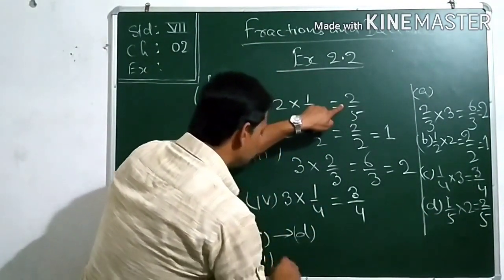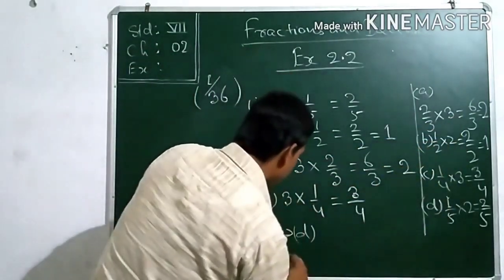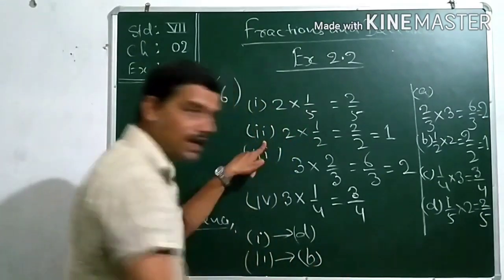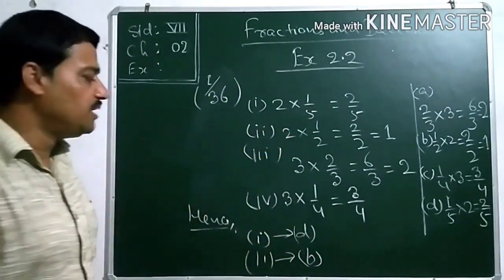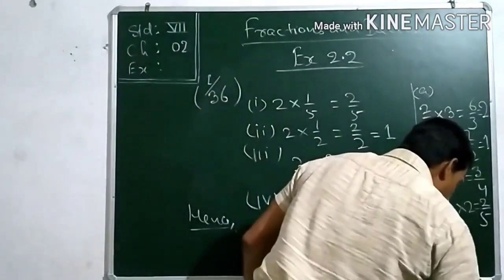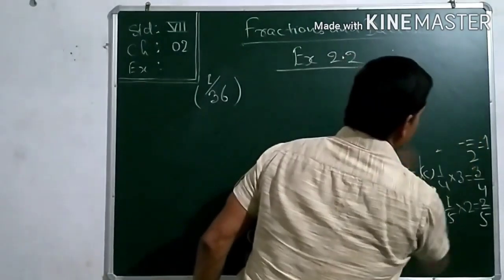Second will match to the 1. Where is 1? B number. I think you have got the way how to complete it. You will complete the one number sum like this. Now come to the 2 number sum now.